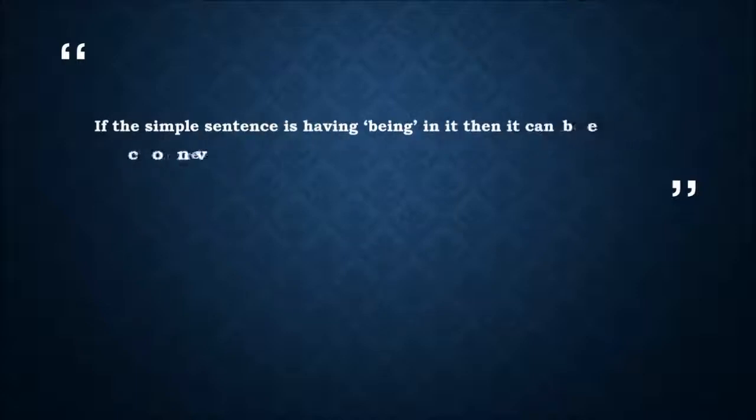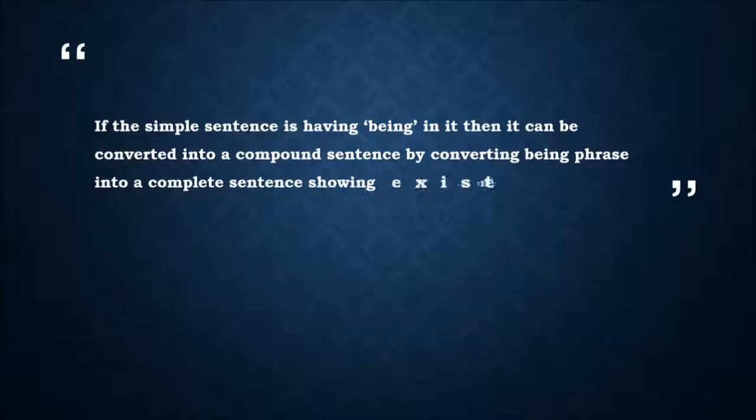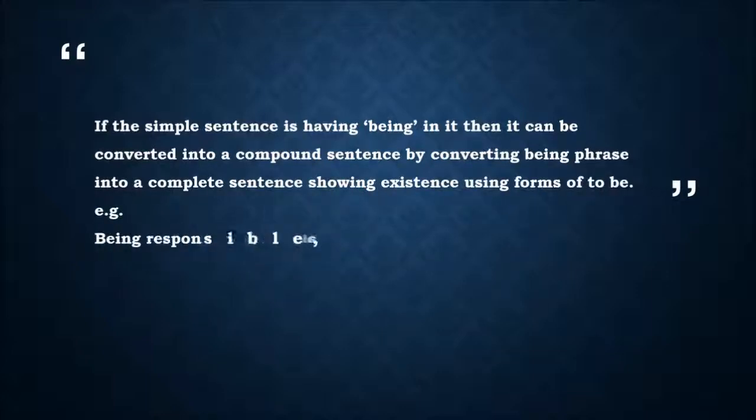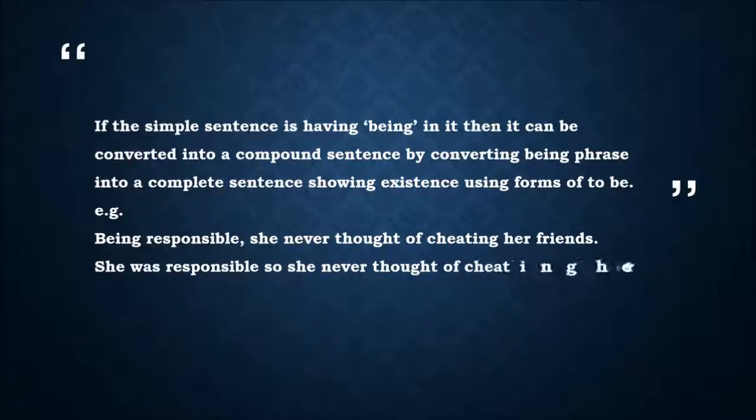4. If the simple sentence is having being in it, then it can be converted into a compound sentence by converting the being phrase into a complete sentence showing existence using forms of to be. E.g. Being responsible, she never thought of cheating her friends. She was responsible, so she never thought of cheating her friends.